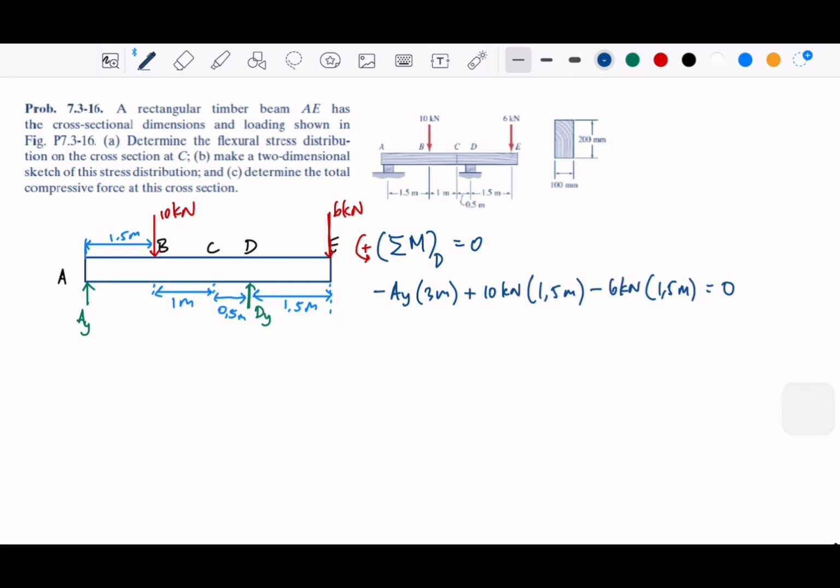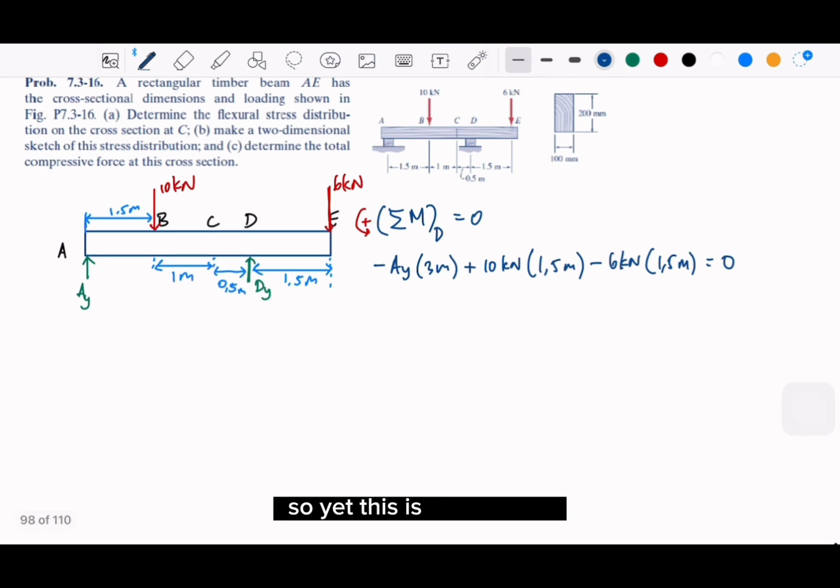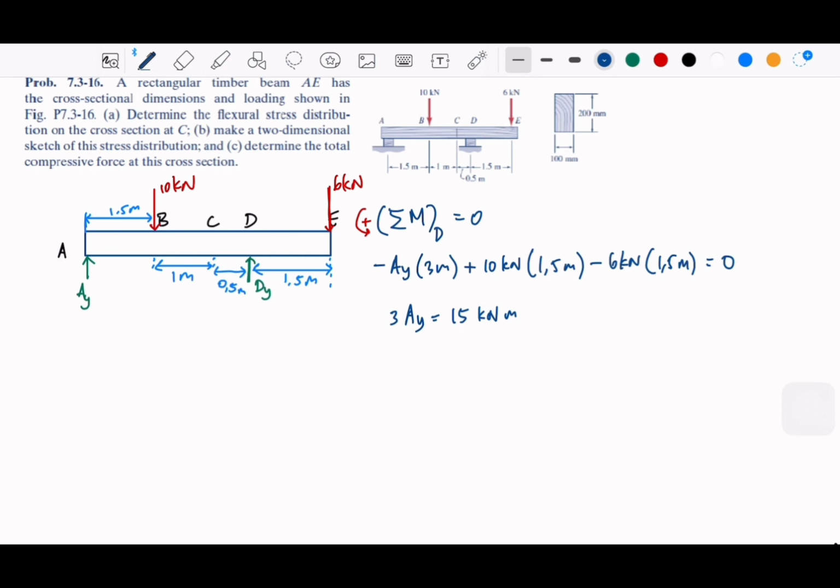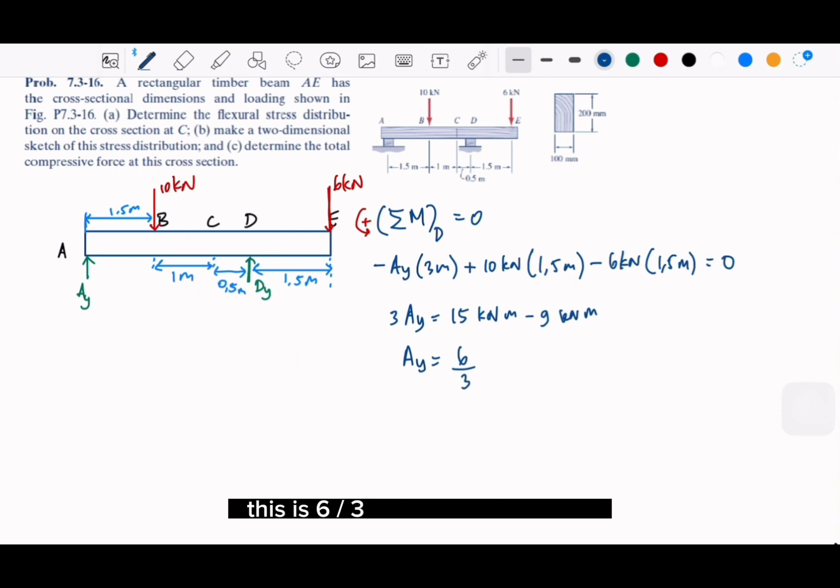So 3AY equals 15 kilonewton meter minus 9 kilonewton meter. AY is 6 divided by 3, so this will be 2 kilonewton.